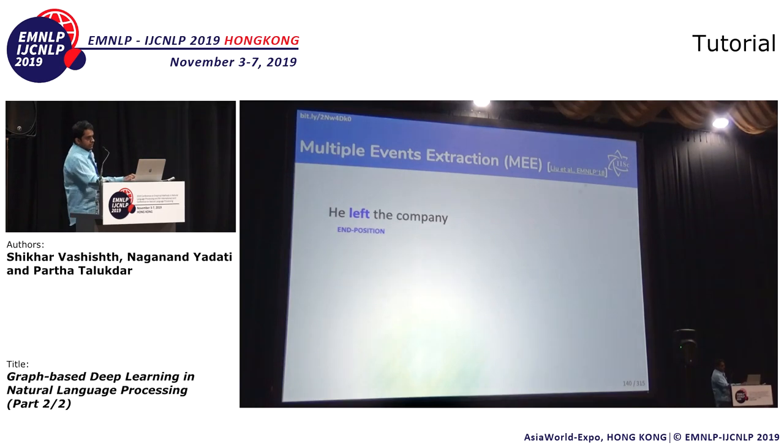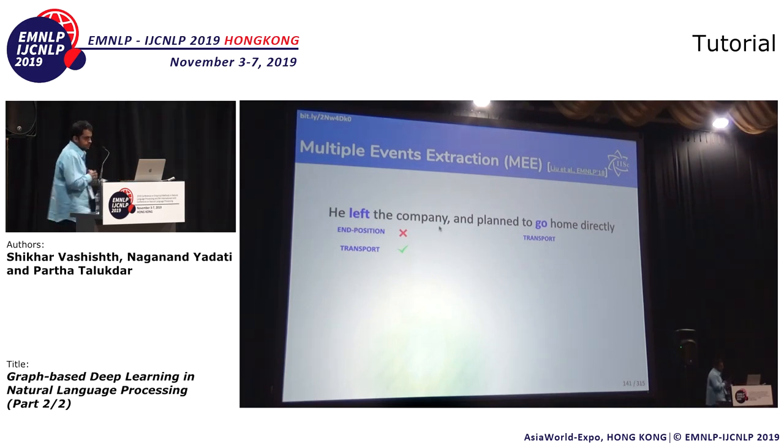In this EMNLP 18 paper, they looked at the problem of multiple events extraction. To illustrate this problem, let's look at an example. He left the company. Just by looking at this sentence, the word left might convey the meaning of end position. But if we add additional context, he left the company and planned to go home directly, the word left actually conveys the meaning of transport, not end position, right?